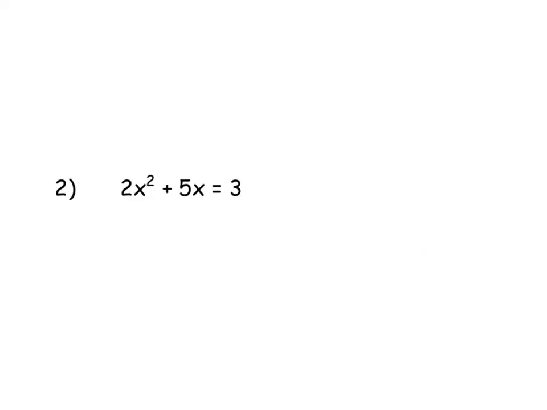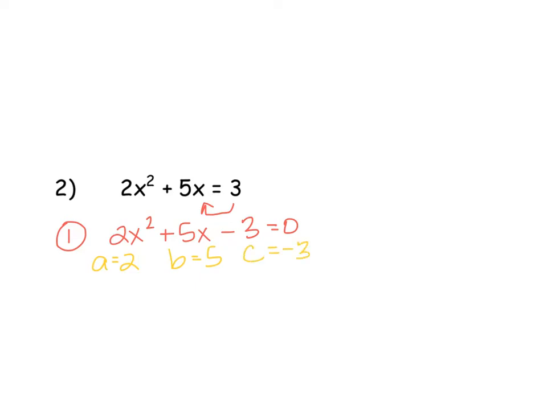In this next example, I am not given it in standard form again, so I need to move the 3 onto the left to do step 1 of putting my equation in standard form. 2x squared plus 5x minus 3 equals 0. Second, I will identify a, b, and c. A is 2, b is 5, and c is negative 3.